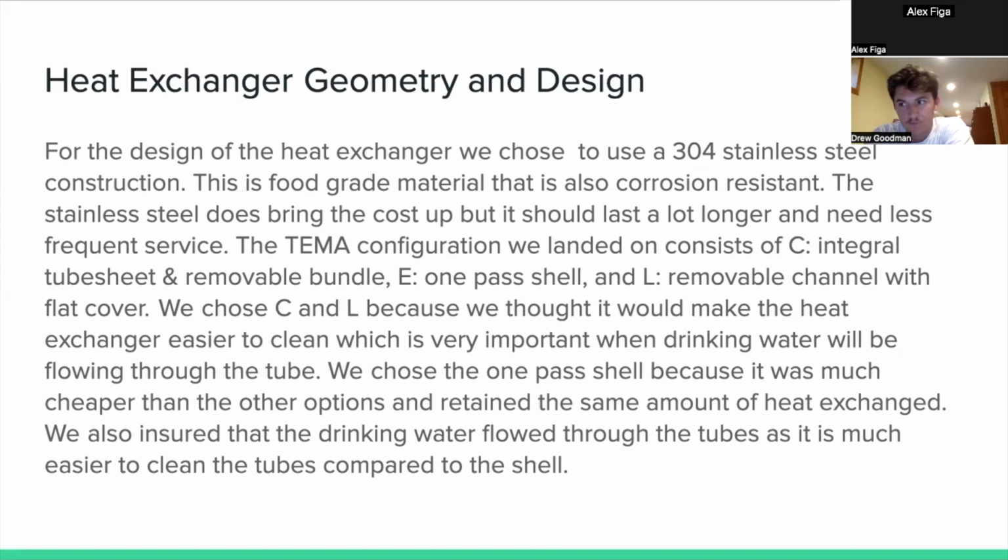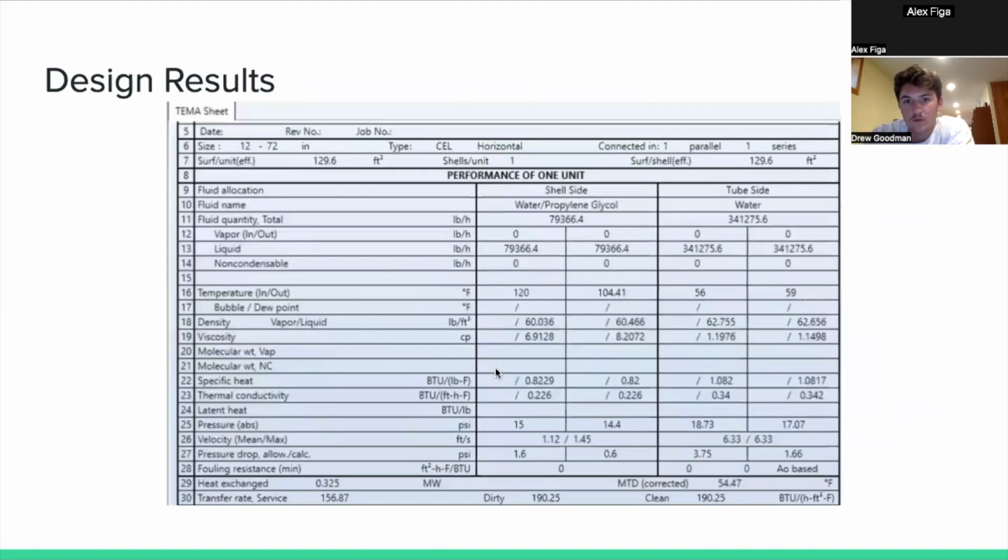We also chose the one-pass shell because it was a lot cheaper than all the other options, and it still retained the same amount of heat exchanged. This is just our TEMA sheet on the finished product of the shell and tube heat exchanger. And we were only able to exchange 0.325 megawatts of thermal energy, not the full 0.6 megawatts of thermal energy. And this just gives the whole breakdown of what our heat exchanger does.